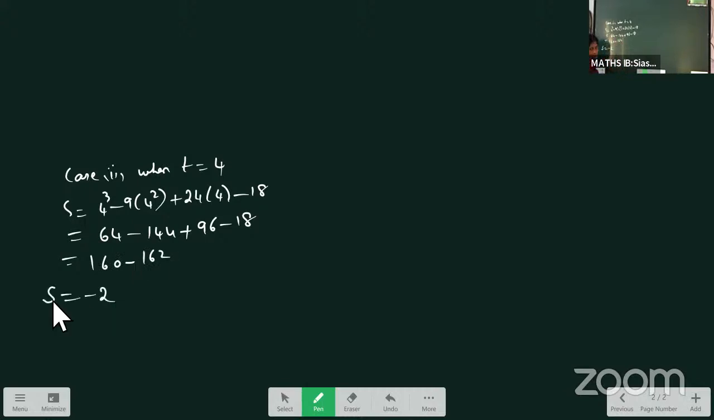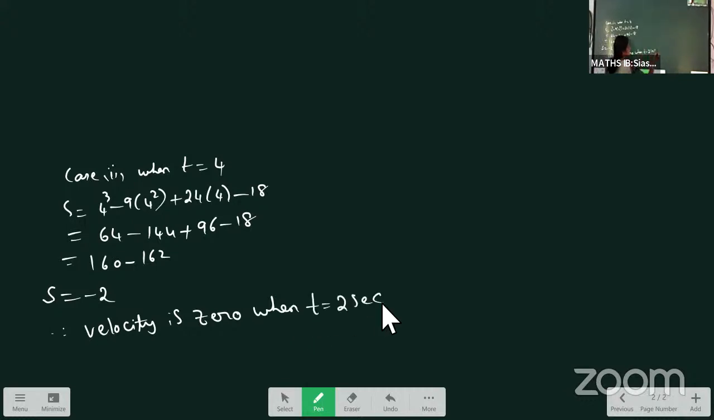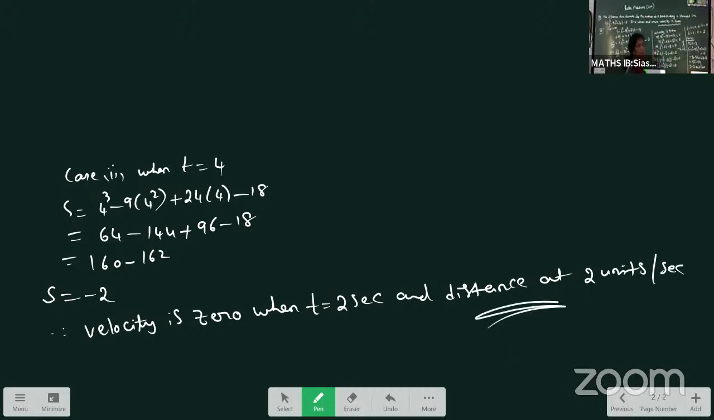Distance can never be negative. Therefore, what is the conclusion? Velocity is 0 when t is equals to 2 seconds, at 2 units. At time 2 seconds and distance 2 units. So like this, we have to give the conclusion.